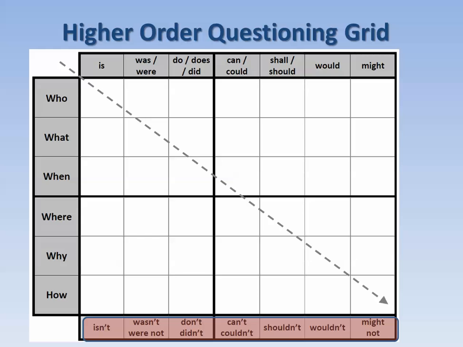Very simple grid for generating questions, higher order questions, ranging from simple to more complex. Remember, if you move over, it gets more difficult. If you move down, it gets more difficult. If you move both down and over, it is the most difficult on this grid. Simple way to generate questions based on text for the teacher's use and also for student use and remembering questions.